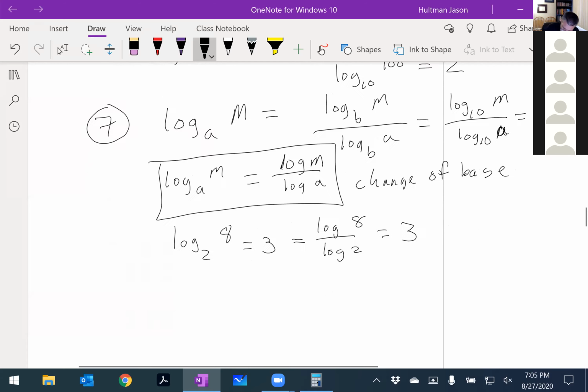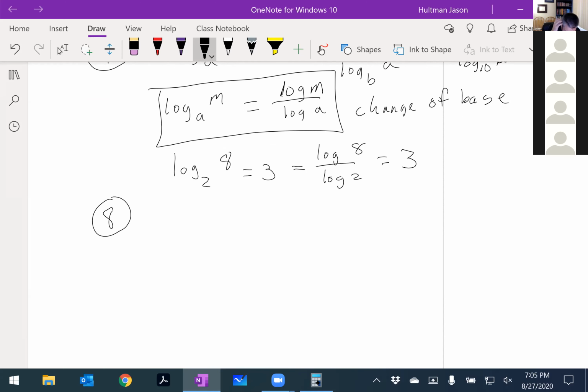Okay, so let's look at number 8 here. The 8th property of logs: log base A of A to the k.